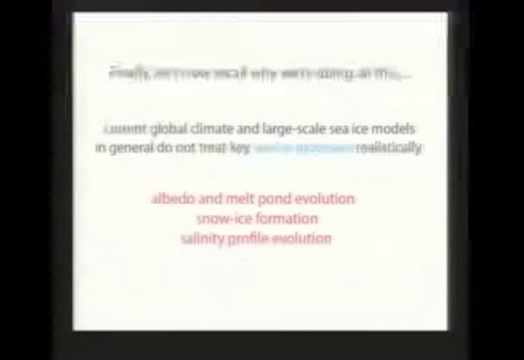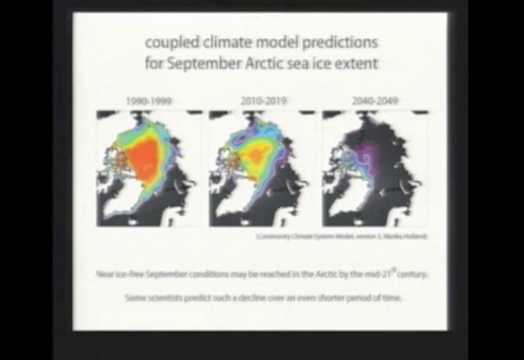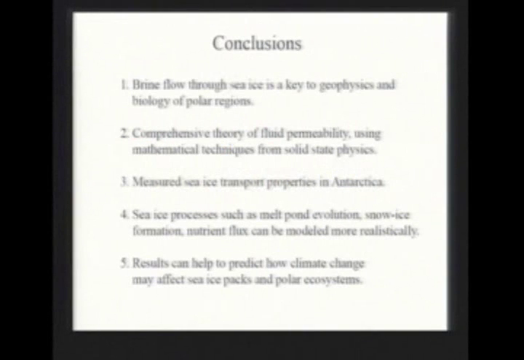Well, we'd like to represent some of these key processes better in sea ice models. This is one of the most widely used models that says by the middle of the 21st century, the Arctic ice pack will be gone in the summertime. And so I've shown you that brine flow through sea ice is key to the geophysics and biology of the polar regions. We've developed a comprehensive theory of fluid permeability using mathematical techniques mostly from solid-state physics and semiconductor physics.